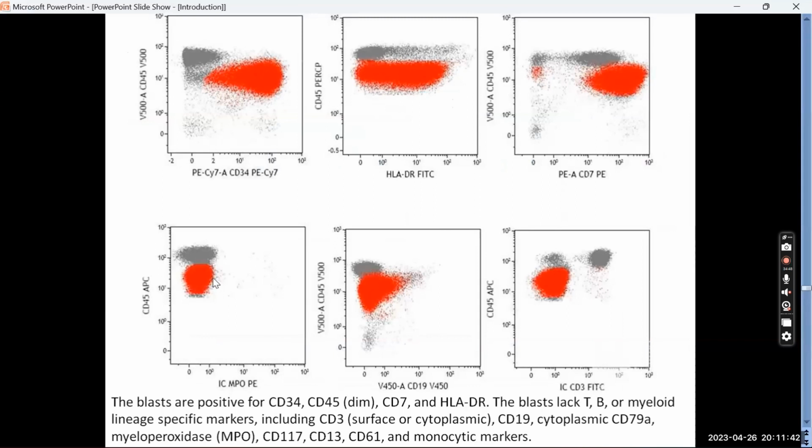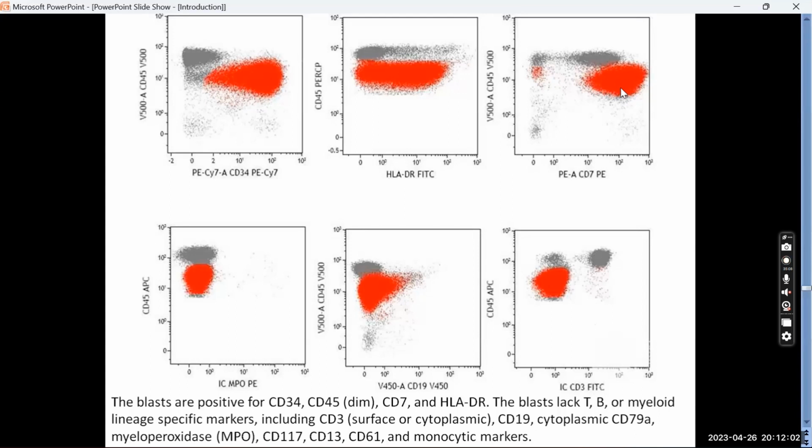And it is negative for cytoplasmic MPO, which is a lineage-specific marker for myeloid. It is negative for CD19. It is negative for cytoplasmic CD3, which is again a lineage-specific marker for T. So lineage-specific markers are all negative. The blast is showing positive only to CD7.